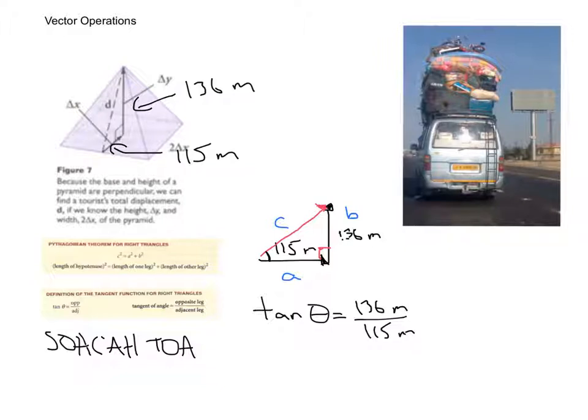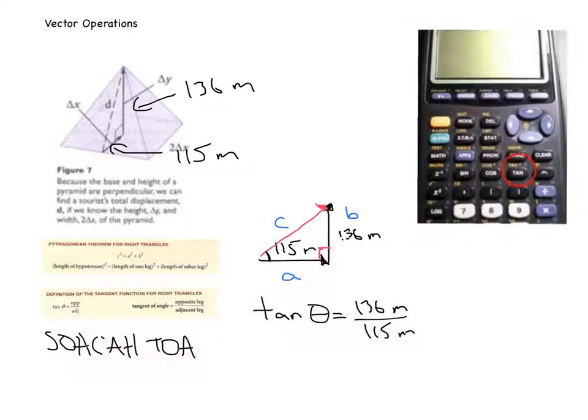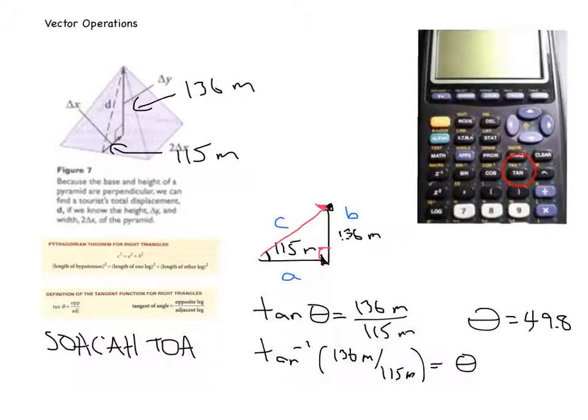And to solve this on your calculator, you're going to need the inverse tangent button, which is a second function of the tan button. You can see it written, ironically, in tan coloring. And so you take the inverse tangent to solve this. The way it looks written is the inverse tangent of 136 divided by 115 equals what angle? And the angle we get for this is 49.8 degrees.